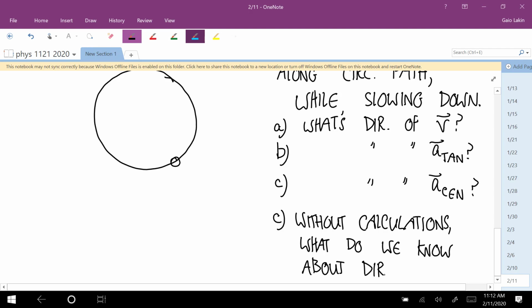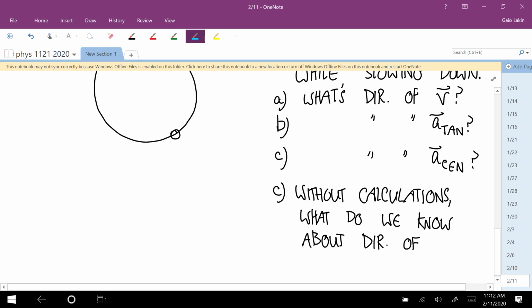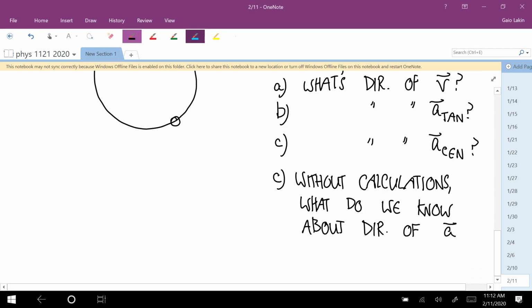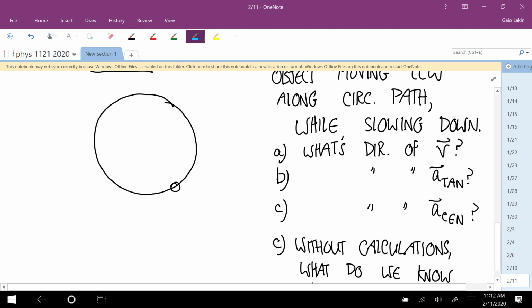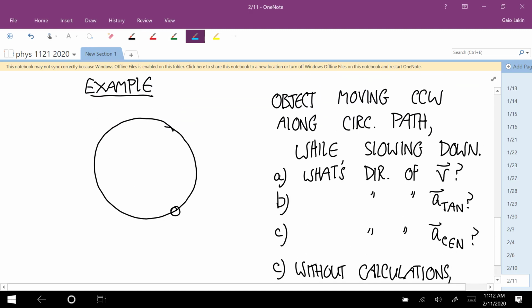So about the direction of A. Okay. Well, this is the center of the circular path. The object is moving counterclockwise. So I drew the circular path in here. Counterclockwise is this way. So the velocity vector is tangent to the path, like that.